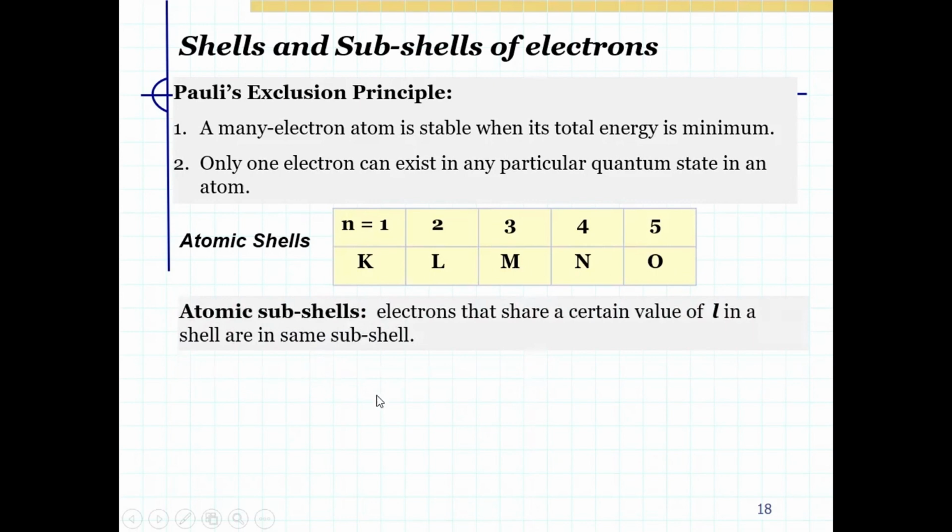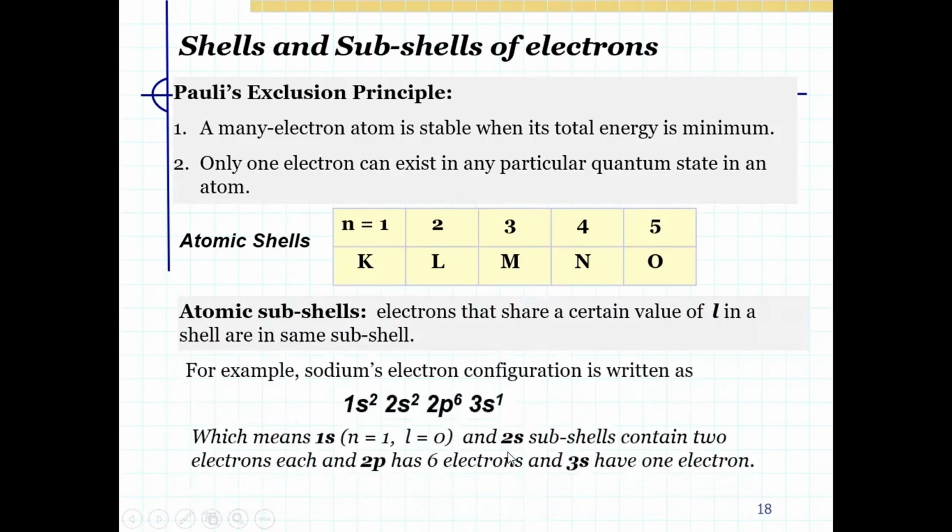Now we talk about the subshells. The electrons that share a certain value of l in a shell are in the same subshell. So let's see what we mean by this. For example, if we talk about sodium's electronic configuration, we write it in the following manner. Let us see.